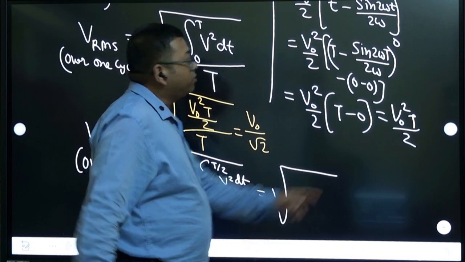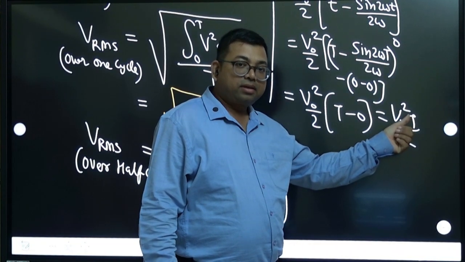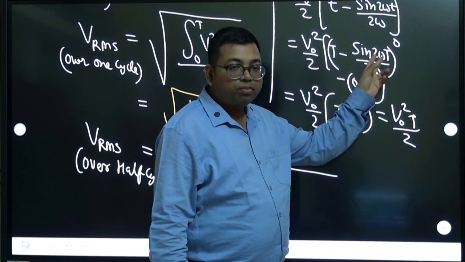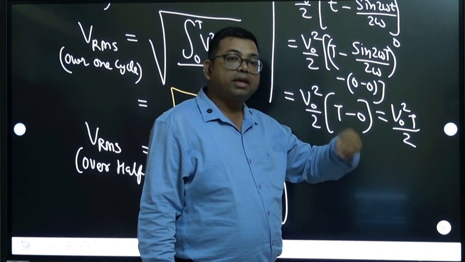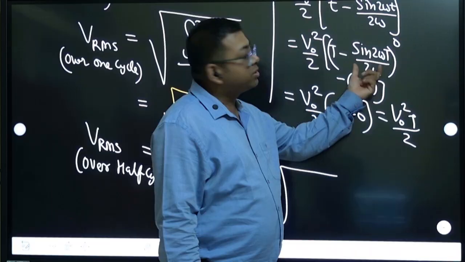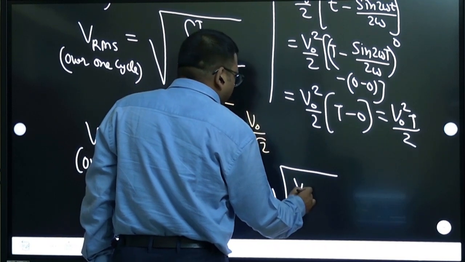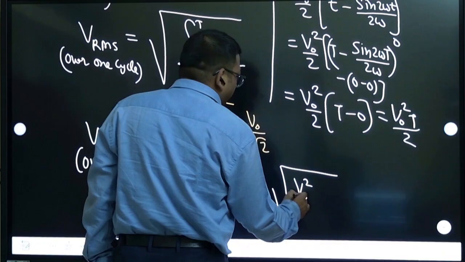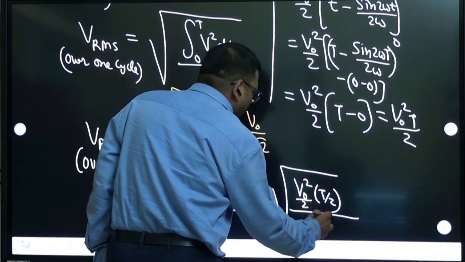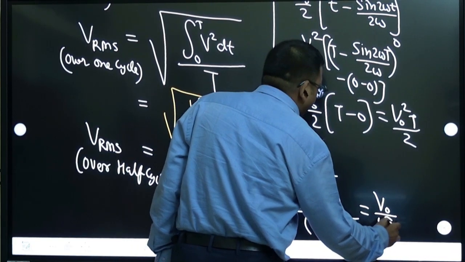As I told, if you take over half cycle, this factor will be T by 2. Why? Because omega T by 2 will become pi, and the sine term will again be 0, because sine 0 is 0, sine pi is 0, sine 2 pi is 0, sine 4 pi is 0. So this term is going to be 0 anyway. You will get v naught square by 2, and this T will be T by 2. But again you have to divide by T by 2 only. So T by 2 and T by 2 get cancelled. You will get v naught by root 2. Clear? Yes?